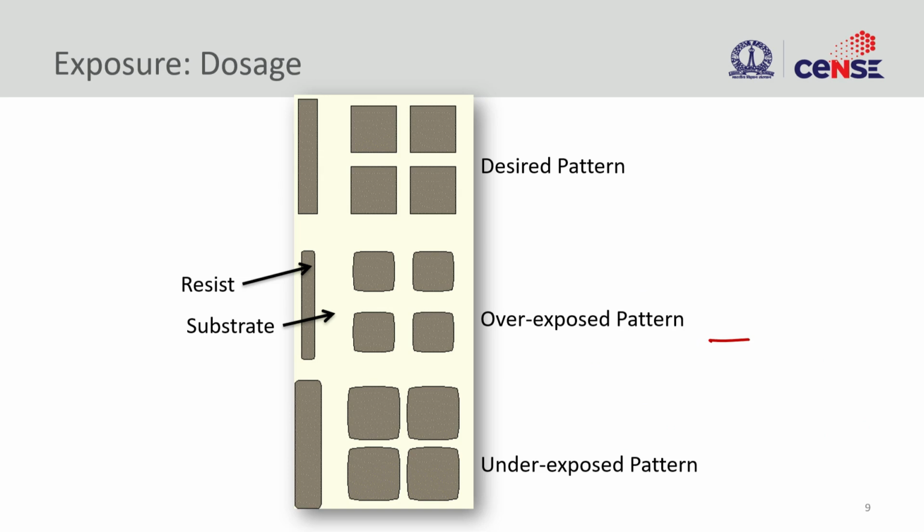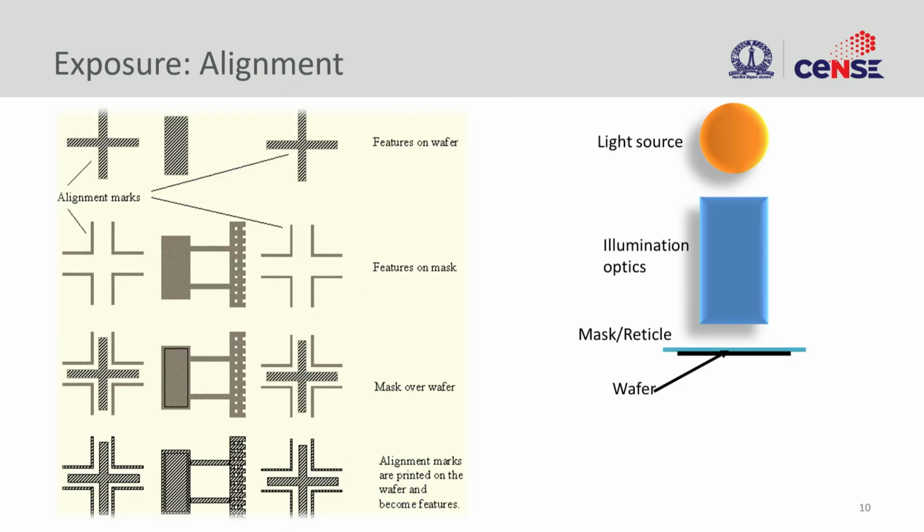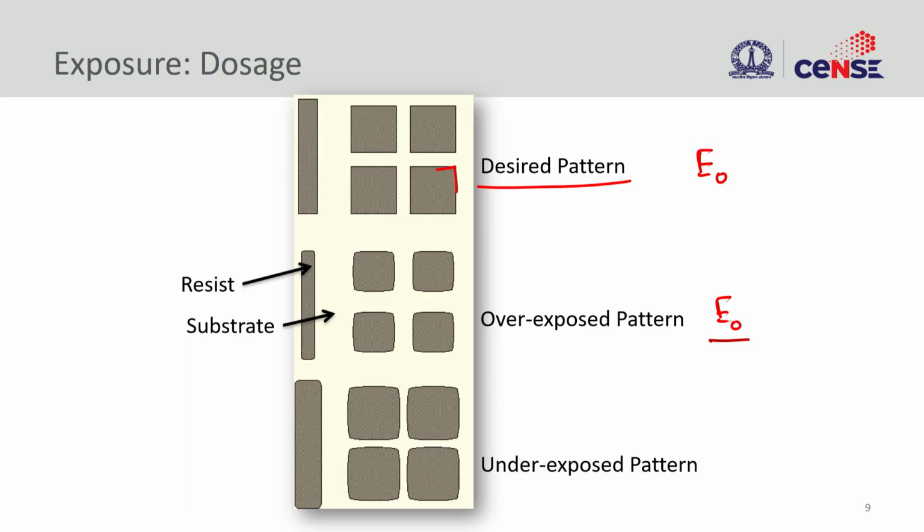So this is about the exposure dose. We saw exposure dose is nothing but the integration of the intensity over time. So over time you integrate how much light is passing through this desired pattern, and that is what we call dose. Now this is the desired pattern. It has really sharp corners and well defined features, but when you overexpose, so if E naught is your ideal dose, overexposure is E naught plus some delta E.